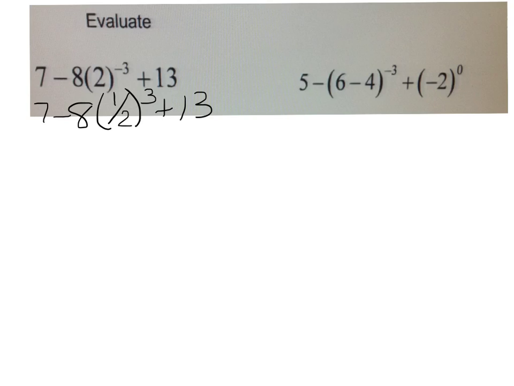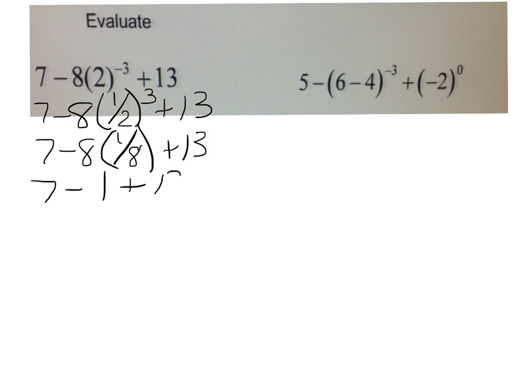So now we have to evaluate 1/2 cubed. 7 minus 8 times 1/2 to the third power. 1/2 times 1/2 times 1/2 is 1/8, plus 13. Now we're going to multiply. 8 times 1/8 is 1. That's the inverse property of multiplication. And then we're going to subtract, and last we're going to add. Okay, let's try the other one.